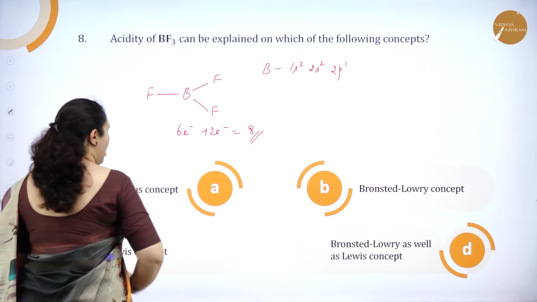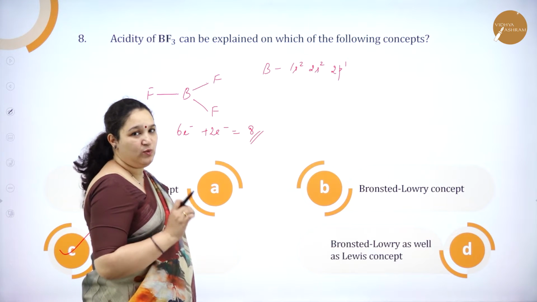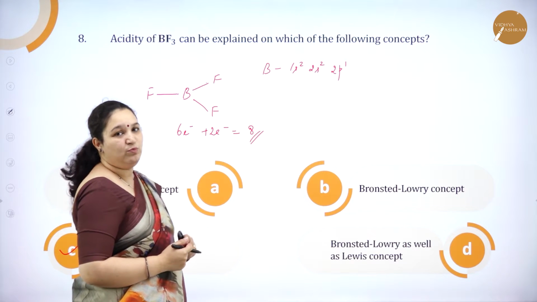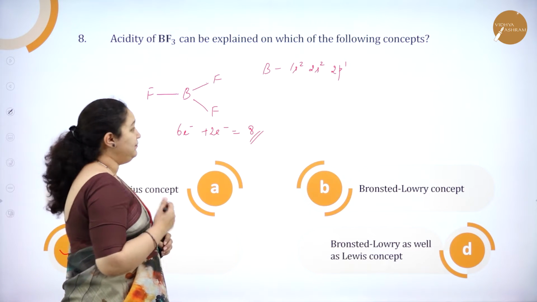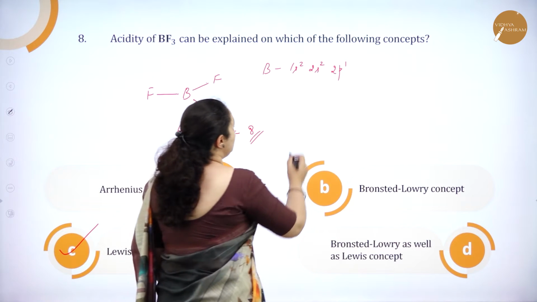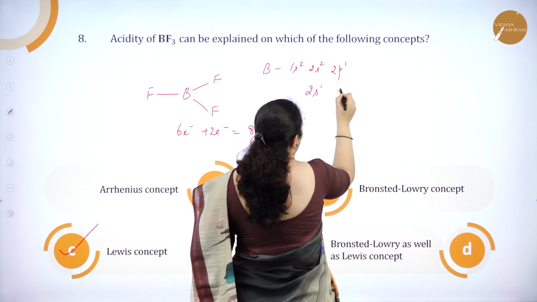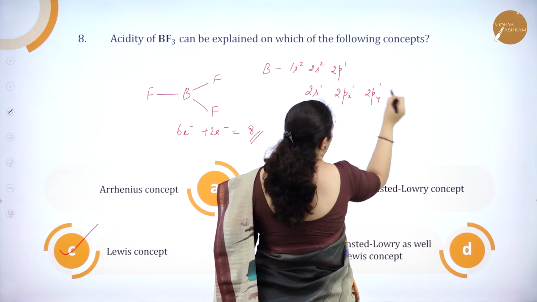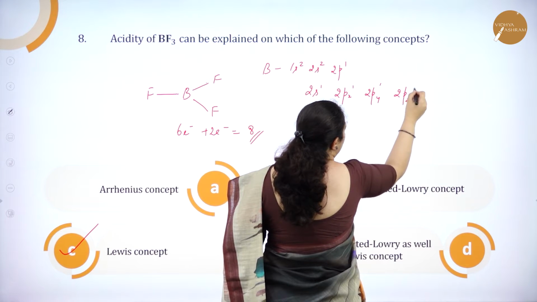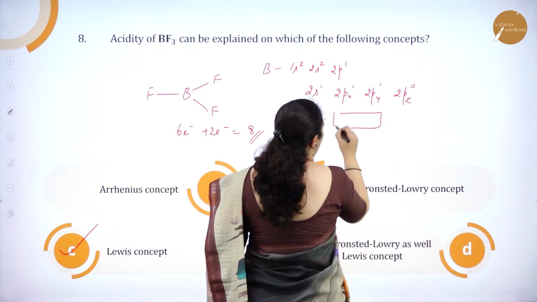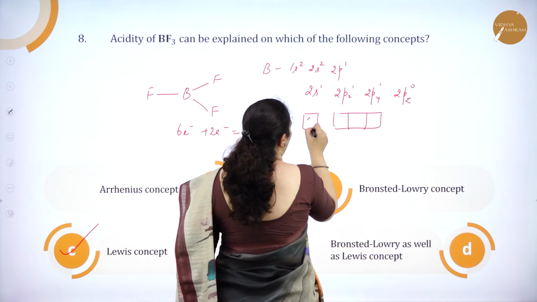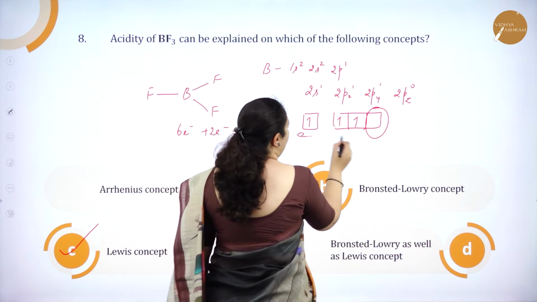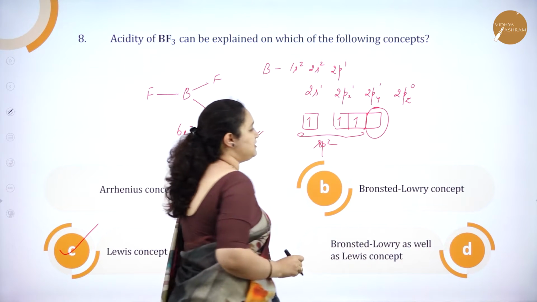So the answer is option C, based on Lewis concept. There is one more explanation which is given for the acidity of boron trifluoride. When it undergoes hybridization, I have 2s1, 2px1, 2py1 and 2pz0. If I draw the box diagram, you will get to know. So this p orbital is empty and sp2 hybridization takes place.